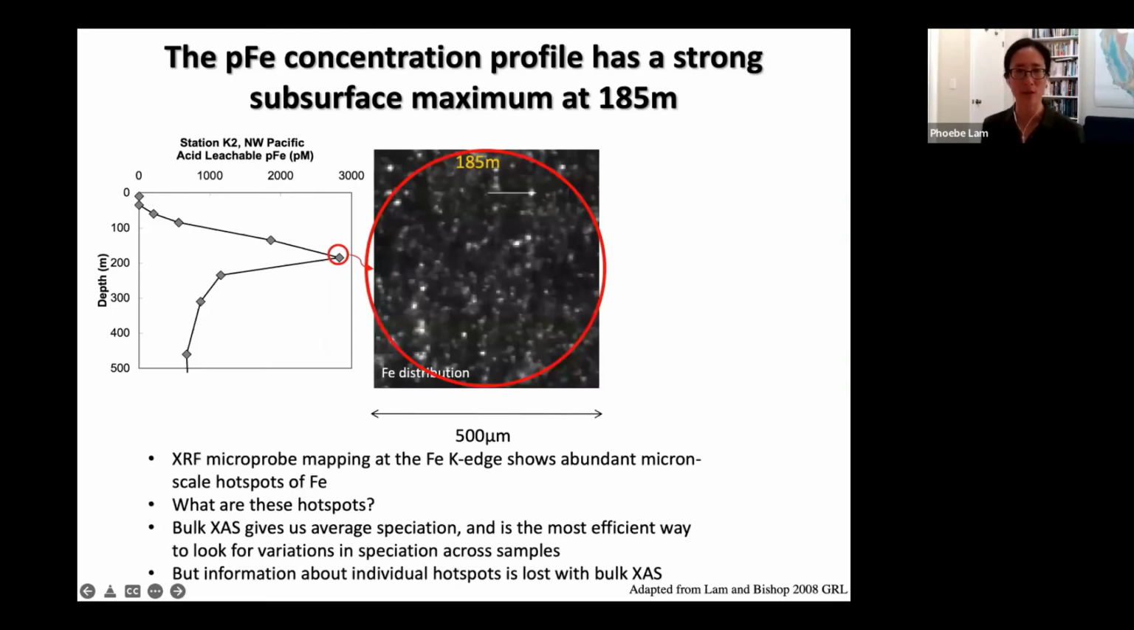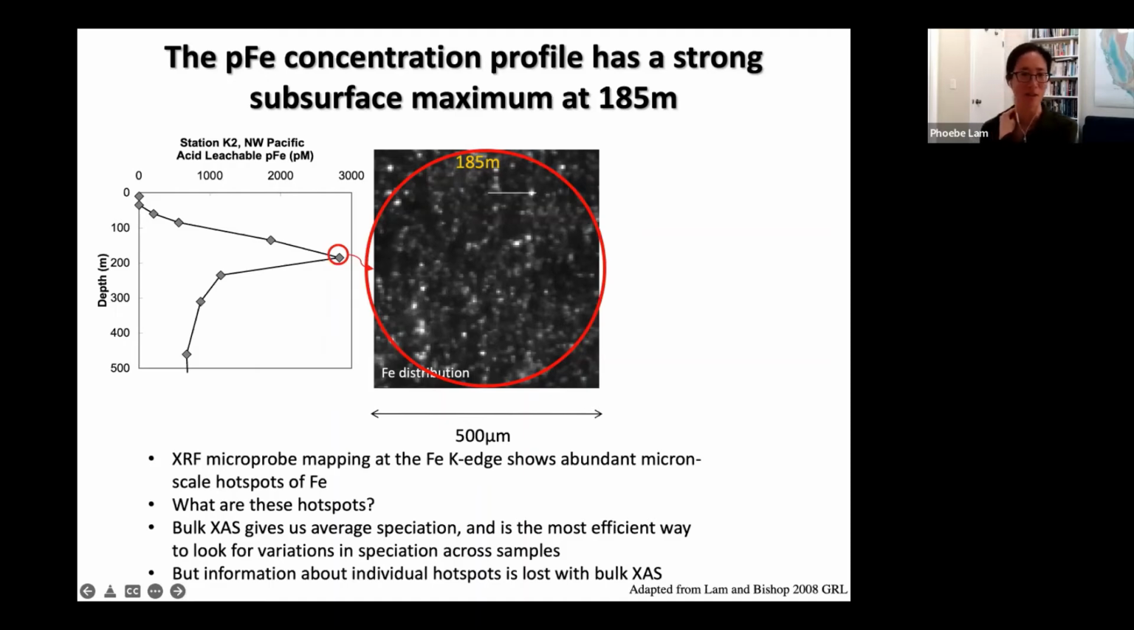So here's an XRF map of a sample from this depth. You see lots of micron scale hotspots. Each pixel is maybe a few microns, probably 5 microns or so. And you see very abundant hotspots, so lots of iron to look at.